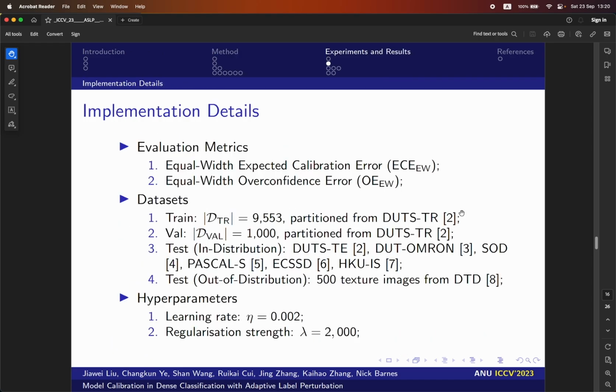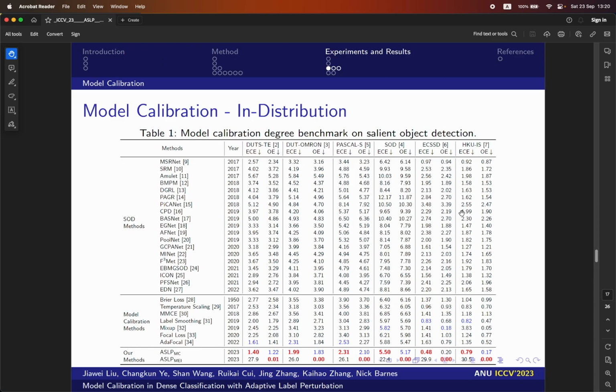We use expected calibration error and overconfidence error to evaluate the model calibration degree on a binary dense classification task. In the model calibration degree benchmark on salient object detection, our method ASLP MC compares favorably against both the state-of-the-art SOD methods and the model calibration methods.